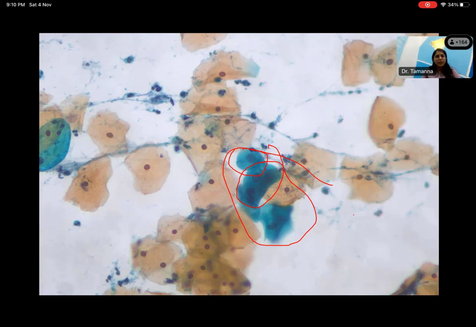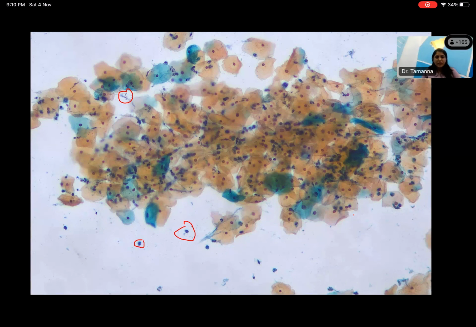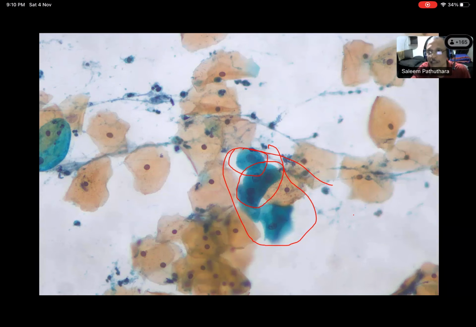Why is it so important? Because most of the malignancies arise from the transformation zone. Suppose you had seen the first slide, can you make out whether there is any transformation zone? No, because it is obscured. Okay, here we can't see, this is a better smear, and here we can appreciate the transformation zone component as well. Yes, sir.